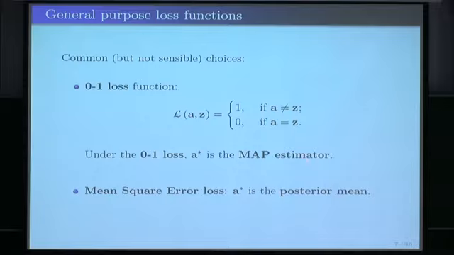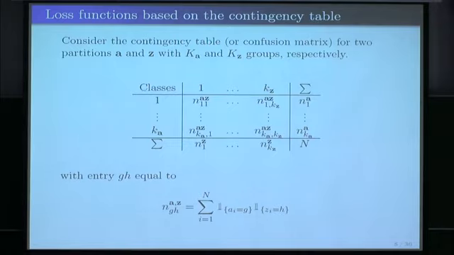Okay, the posterior mean has its loss as a mean square error loss, and again, for partitions, that averaging doesn't make a lot of sense. So what is often done is to base a loss function on the contingency table for two partitions. The classification error, right? Yes. So sort of observation-wise.